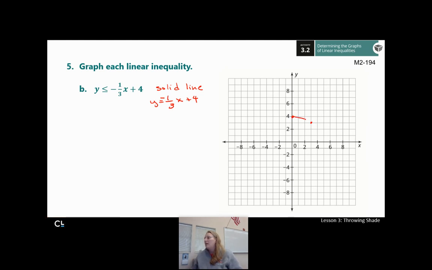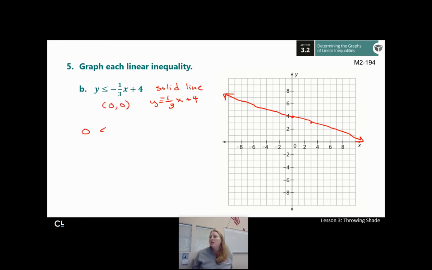We connect the dots. Not my best line. Ooh, there we go. So there's my nice solid line. Of course, we need to know which side to shade. So we're going to plug in 0, 0.